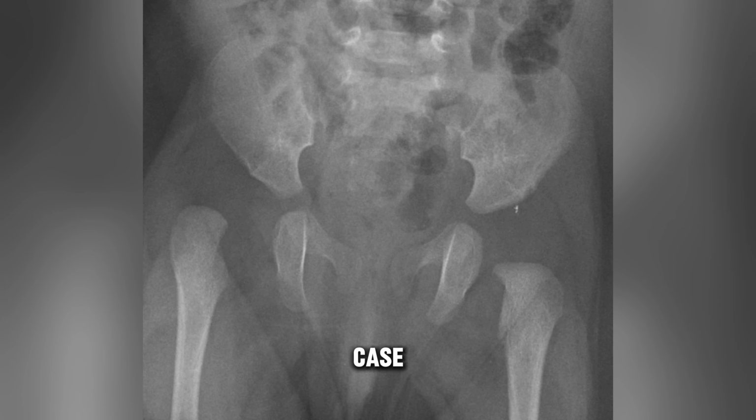Here in this case, shallow bilateral acetabula. The femoral head epiphyses have not yet ossified, however. The expected positions of the cartilaginous heads appear dislocated on the right and laterally subluxated on the left.